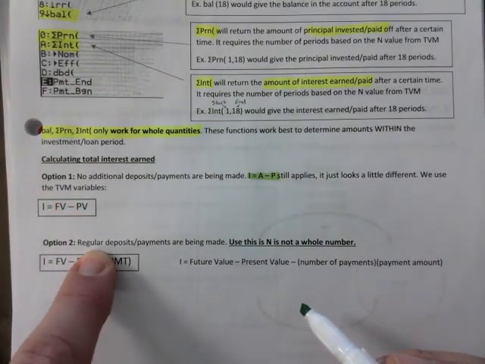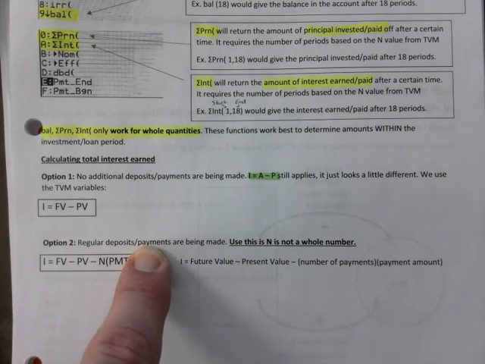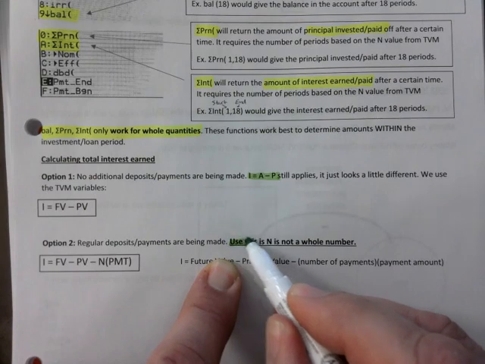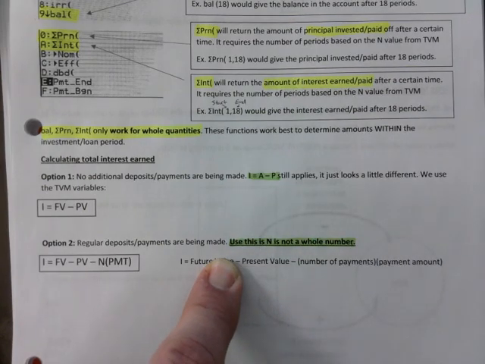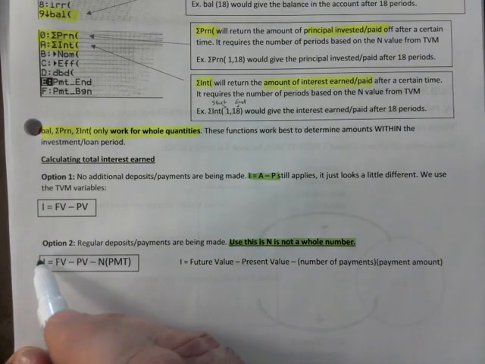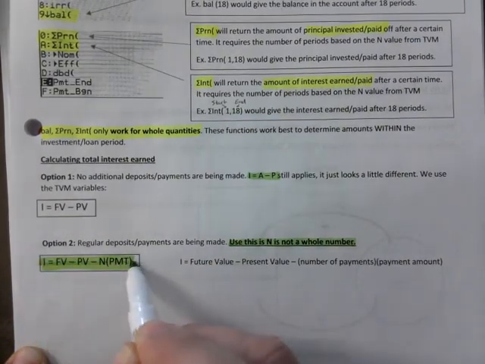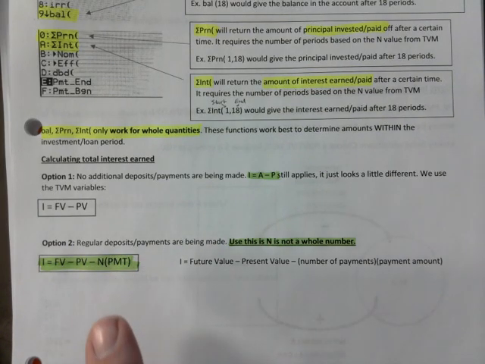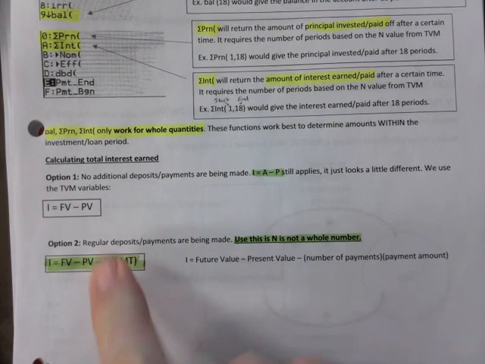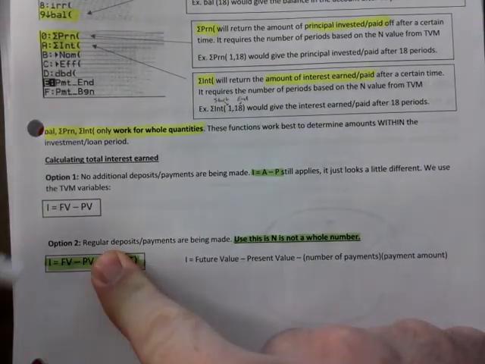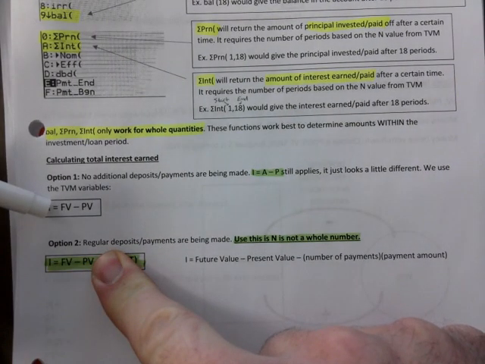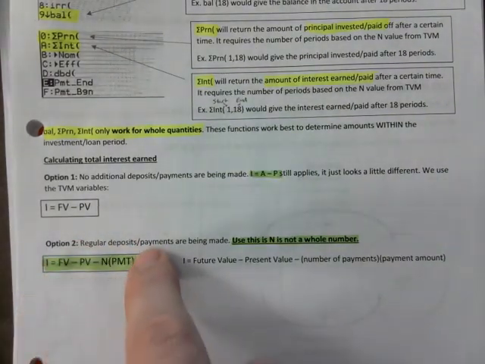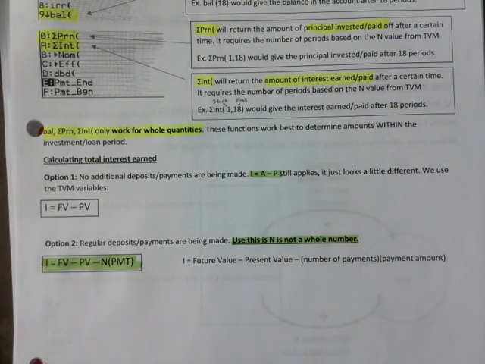This one is when there are regular deposits or payments that you're making. Okay, use this if n is not a whole number. And I'm going to highlight this one, because if there are no payments, pay close attention, the payment just turns into 0, and you're back to this one here. So let's just focus on that one and then we're fine.